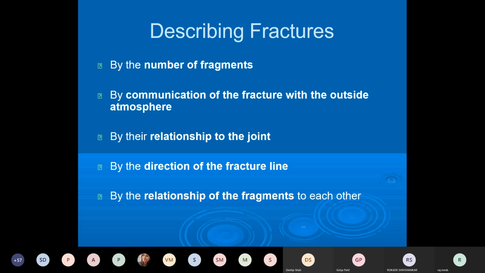Now the next point is describing the fractures. For fractures, we have to consider the communication of the fractures with the outside atmosphere, then relationship to the joint, direction of the fracture line, and relationship of the fragments to each other.